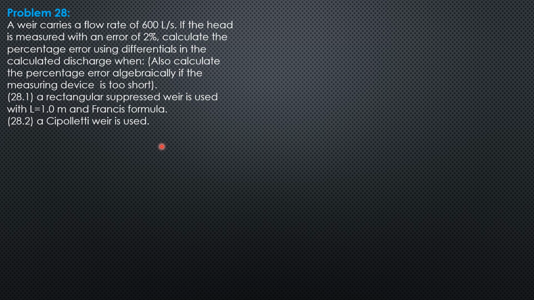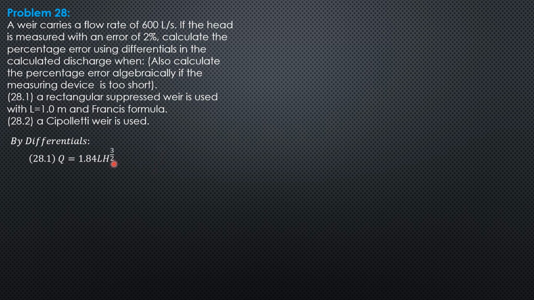So first, a rectangular suppressed weir is used with length 1 meter, using Francis formula. And second, a Cipolletti weir is used. So by differentials, the formula for Q using rectangular suppressed weir and Francis formula is 1.84 L H to the 3 halves.